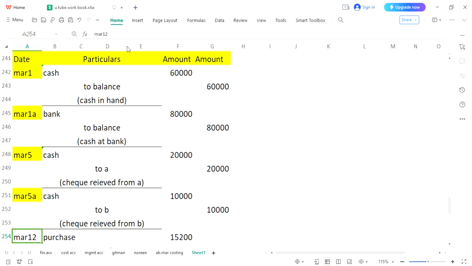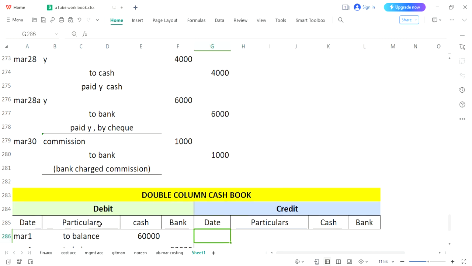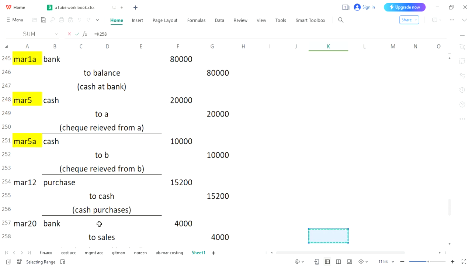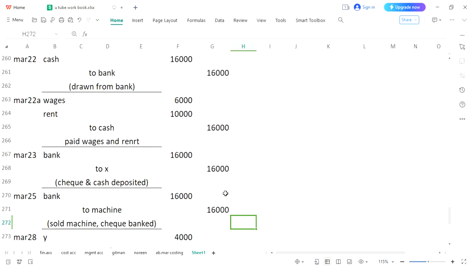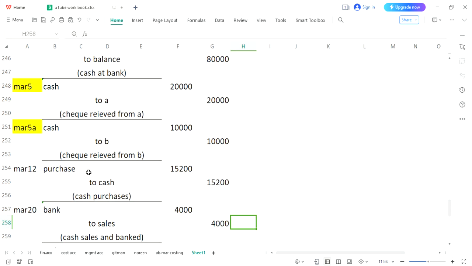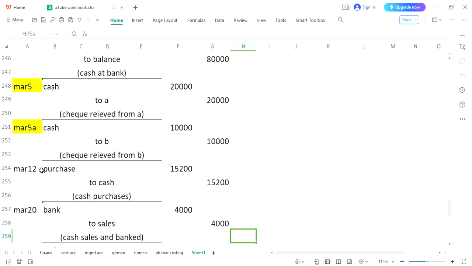Now let's start March 12th. As you can see, cash is present on the credit side. So we will change the side, and here we will write March 12. Now let's see how much the amount is. March 12, cash is present on the credit side, 15,200. After posting the amount, now we will see what is written on the opposite side, that is purchases. So write down purchases over here. So guys, in this way, the March 12th entry is also completed. Let's mark it as done.